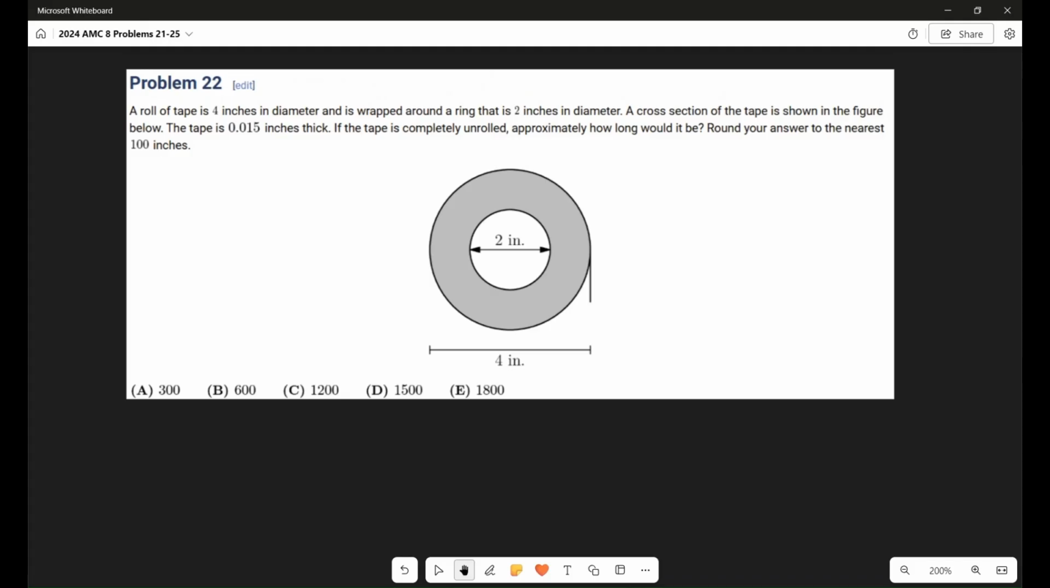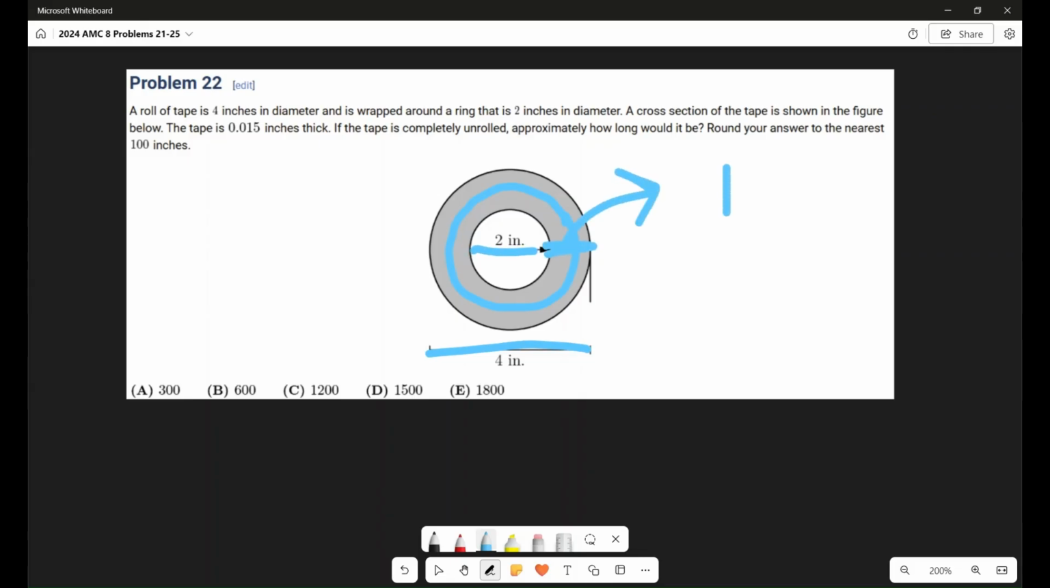So this question, it's really difficult to actually think about the distance when you unroll it. So what is easier to think about? Well, what's easier to think about is the average distance when we unroll it. So first, we have to think about how many loops we get when we unroll, and what's the average length of each of those loops. So we know that the whole diameter is 4, the inside diameter is 2, so the thickness here is just 1. So how many rolls do we get?